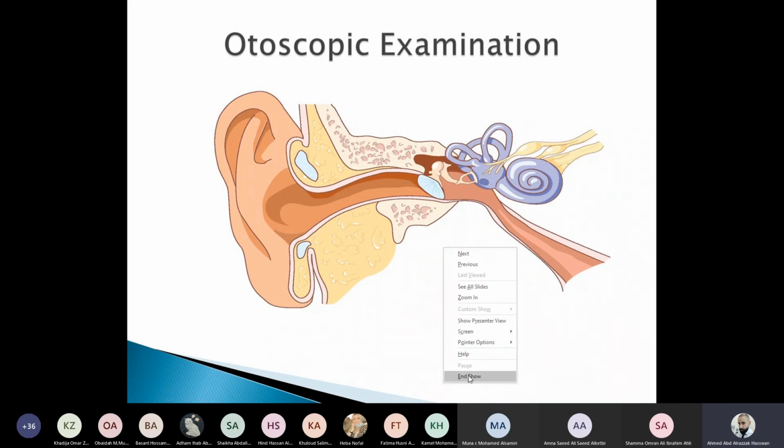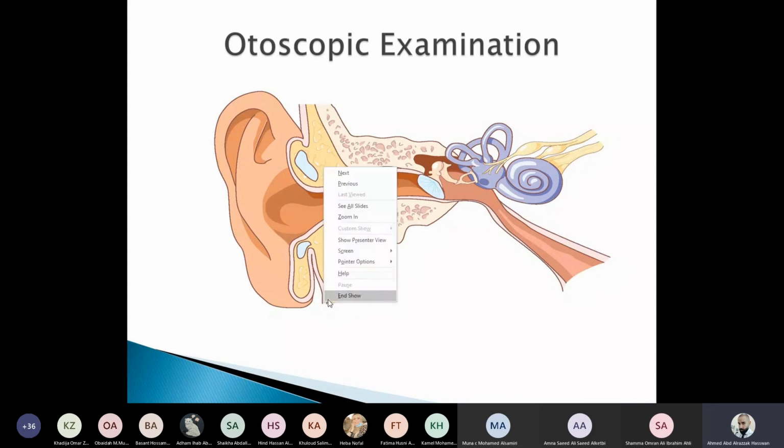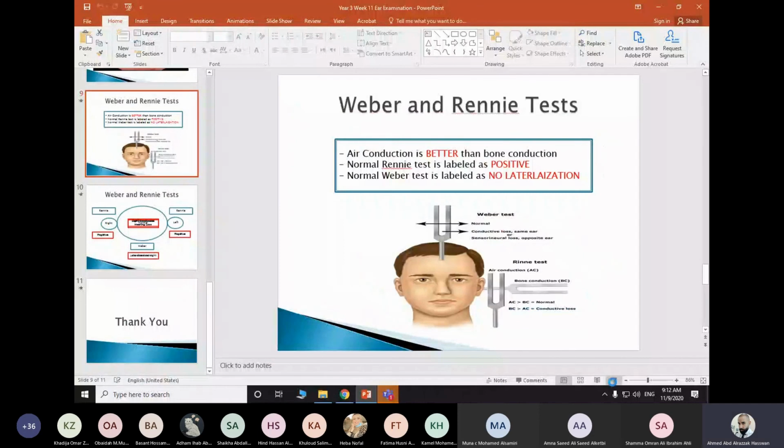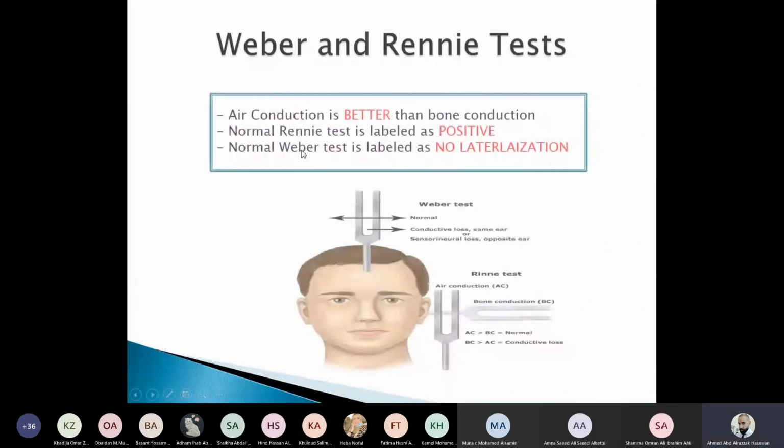Okay, guys, so these are the basic two types of hearing loss. Our job now is to do the Weber and Rennie tests and say if this hearing loss is conductive or sensory neural. So how can we do that? Let's take the Weber test first. For the Weber test, we use the tuning fork, and guys, we use 512. I will show you that in a few minutes in the lab, inshallah.